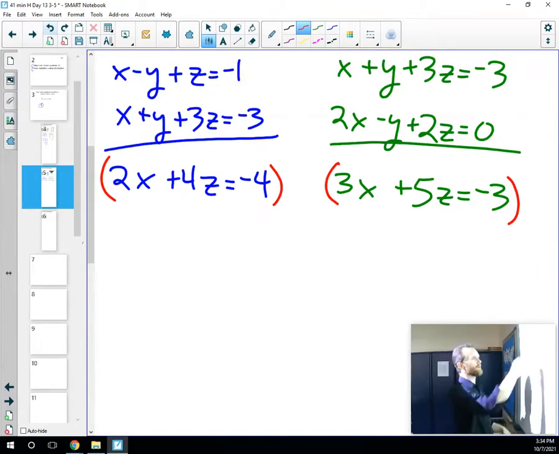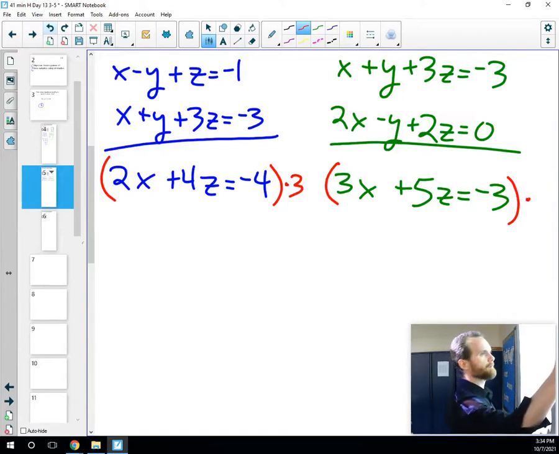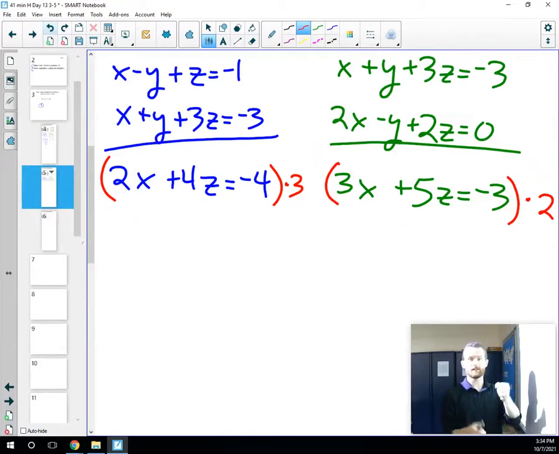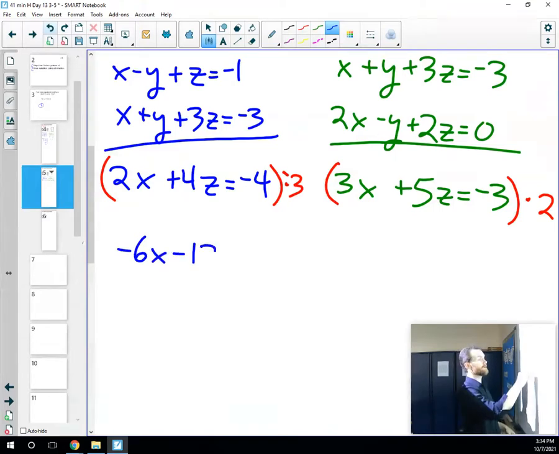All right, so let's see. We want to multiply this one by a 3 to get to a 6. And we want to multiply the green by a 2, but we need one of them to be negative. So one is positive 6x and one is negative 6x. Let's just make the 3 a negative. It doesn't matter which one. For the blue one, let's make sure we distribute carefully. So we get negative 6x minus 12z equals positive 12. I'm going to double check my signs one more time. Negative 6, negative 12, positive 12.